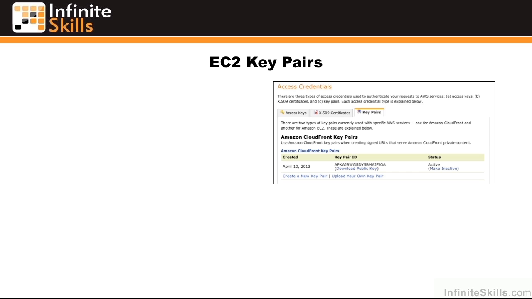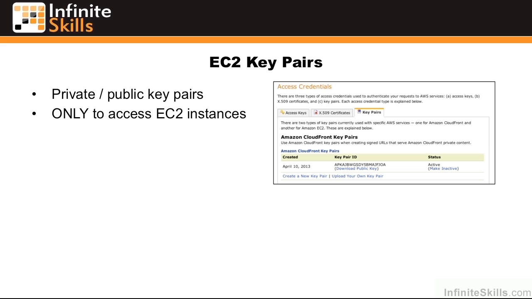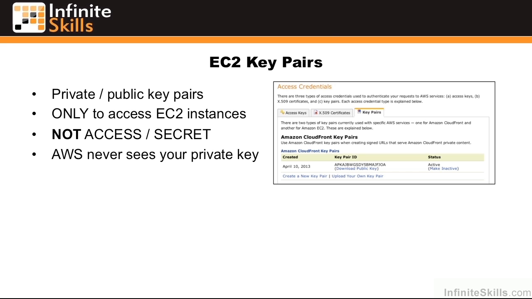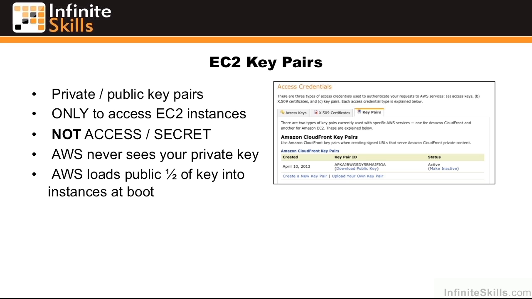Let's next look at EC2 key pairs. These are public-private key pairs. These only allow access to EC2 instances. These are not your access and secret key pairs that you use to sign your API requests. AWS never sees your private key. In fact, when you create a private and public key pair, the private is created inside of your browser inside of JavaScript, so the AWS servers never actually even see your private key.